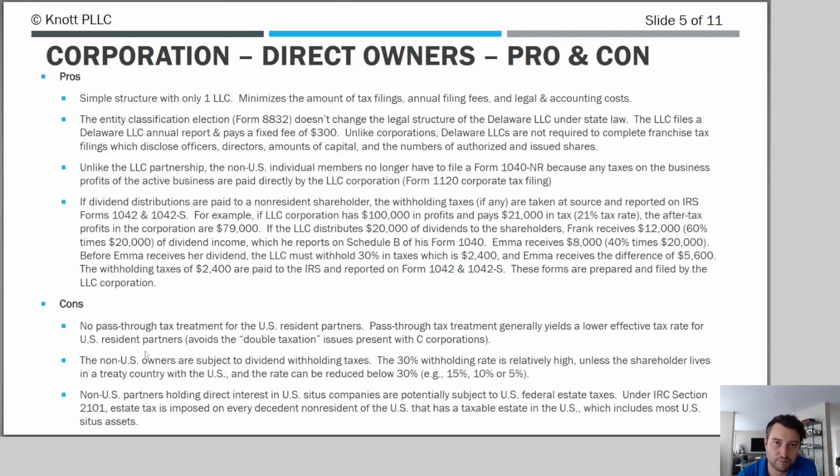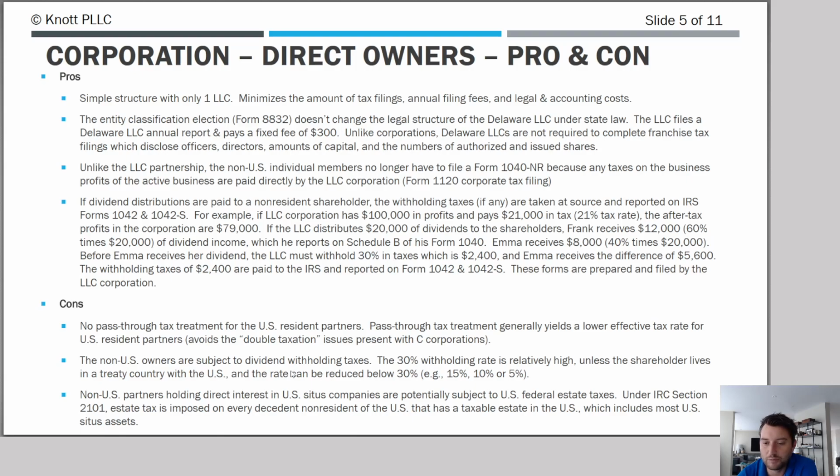From the U.S. resident perspective, no pass-through treatment, which is, again, generally not good, because overall you can find yourself with a lower effective tax rate if it's a pass-through entity. C corporation with a double tax issue, the net effective tax rate the U.S. resident partner will be paying on their income is generally higher. Not always the case, right? So there are no absolutes here. You really have to dive into the math and see what would work. But generally speaking, pass-through tax treatment works better for these U.S. resident partners.